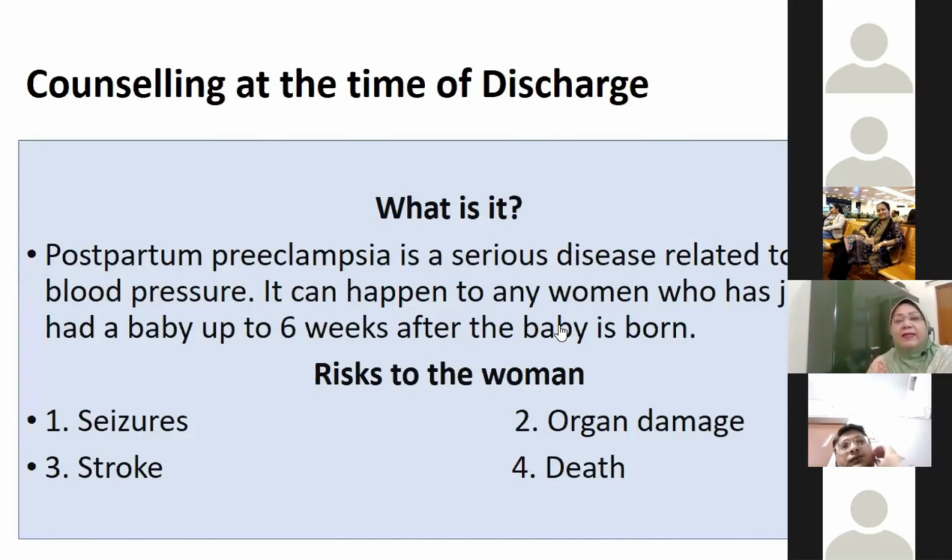What do you tell her at the time of discharge? Tell her that it's a serious disease, there's a risk of recurrence, and it can happen to any woman. She may lose herself, she may lose a baby, and there's a risk of stroke, seizures, organ damage, death. So ideally, all women who are coming to you at the antenatal clinic, you should take this opportunity to educate them about the complications which may occur in pregnancy.